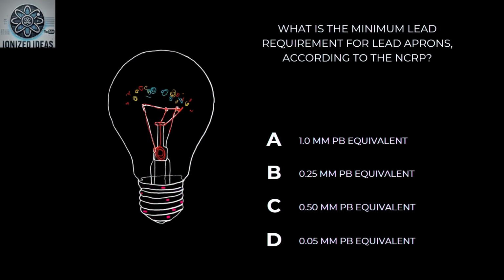What is the minimum lead requirement for lead aprons, according to the NCRP? A. 1.0 mm Pb equivalent. B. 0.25 mm Pb equivalent. C. 0.50 mm Pb equivalent. D. 0.05 mm Pb equivalent.